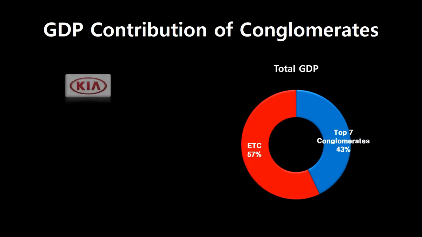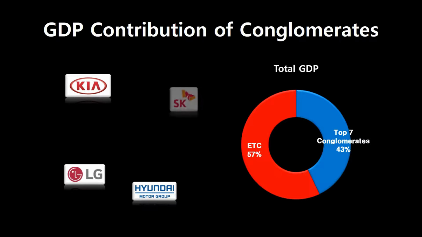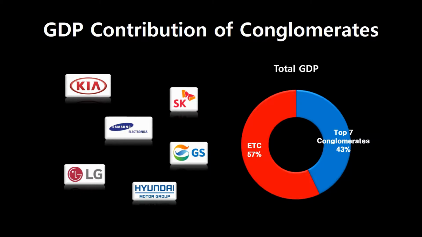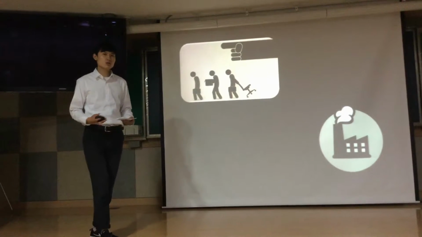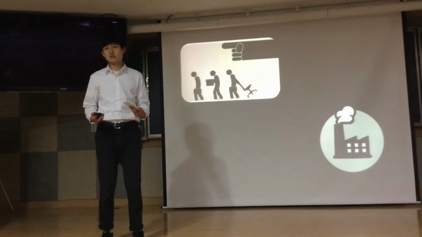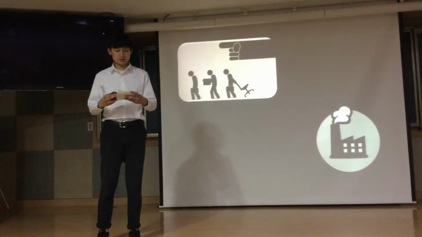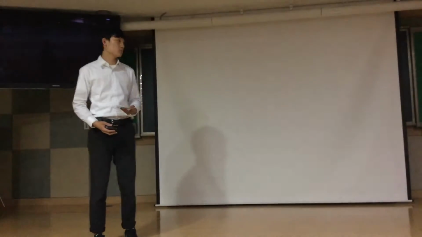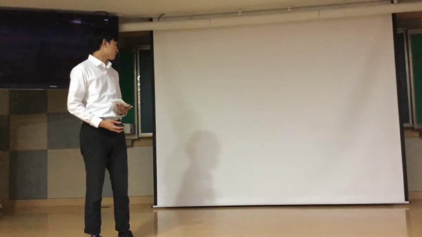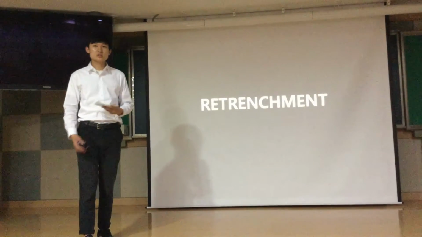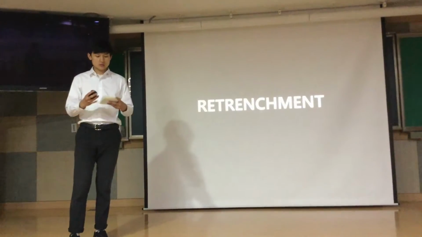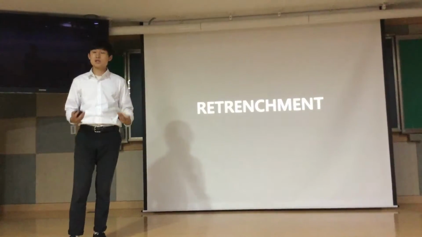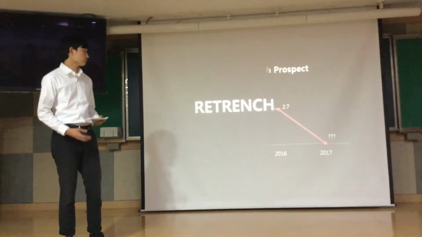The graph shows that the top 7 companies make over 43% of the total GDP of Korea, and Samsung Electronics itself makes 14%. However, these conglomerates are currently struggling to compete in the international market. 67% of the conglomerates have chosen to go on retrenchment, and most of the companies tend to stabilize, not innovate. This leads to the struggle of the entire economy of Korea.